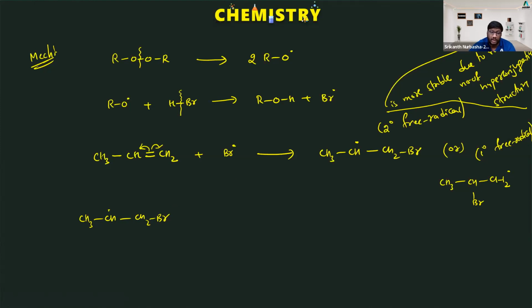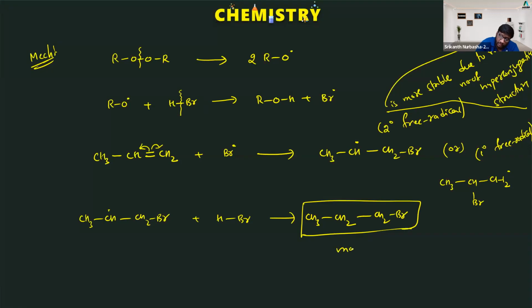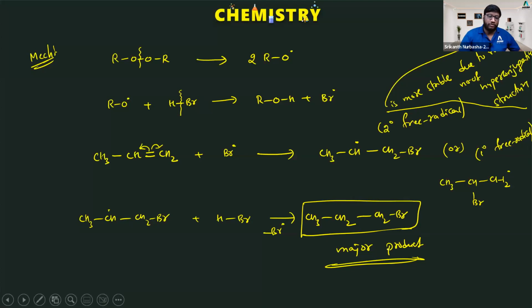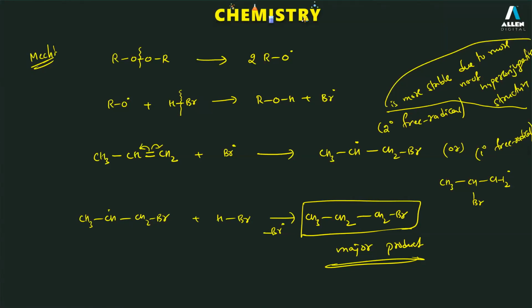Yes or no? That is now going to be reacting with HBr again to form H dot and Br dot. That H dot will be connected with this CH dot now to form CH3, CH2, CH2Br, which is nothing but your major product. And whatever the Br dot released, that is going to be reacting with one more molecule of alkene to continue the reaction. So this is how you can have the formation of major product. Is that clear, students? Yes.